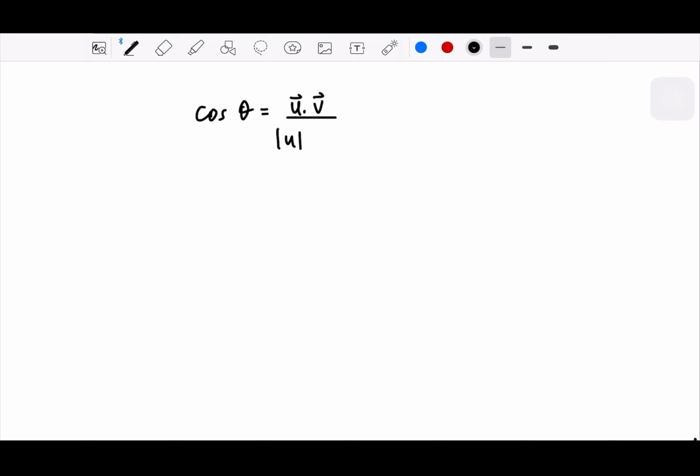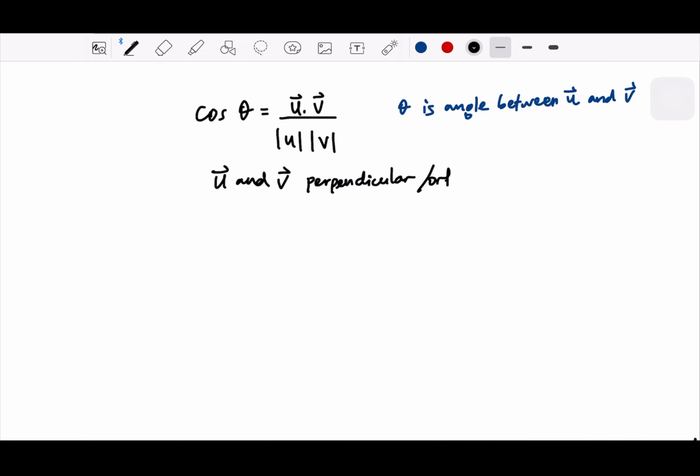Okay, now if we take the angle between two vectors, and remember that we have this relation using the cosine. So if theta is the angle between vector u and vector v. And then also we know that u and v are perpendicular or orthogonal if vector u dot vector v is equal to 0, right?